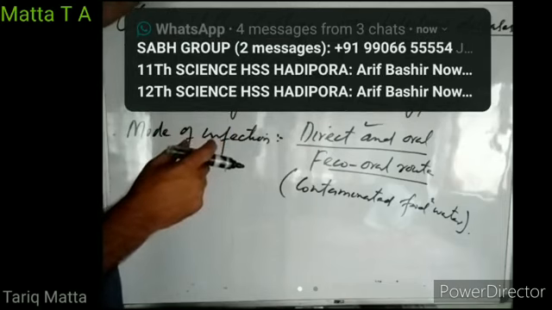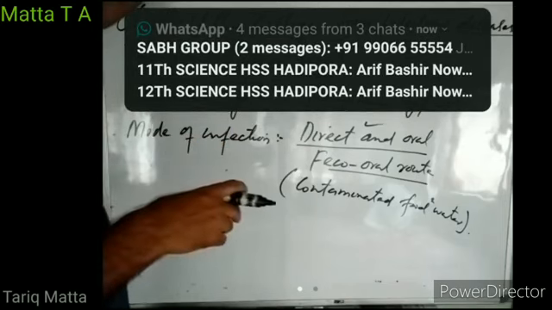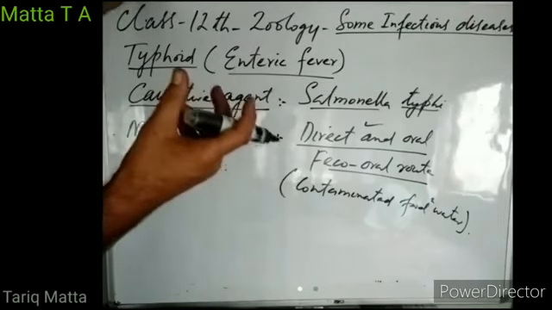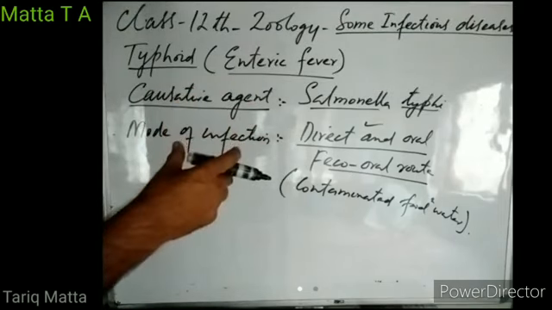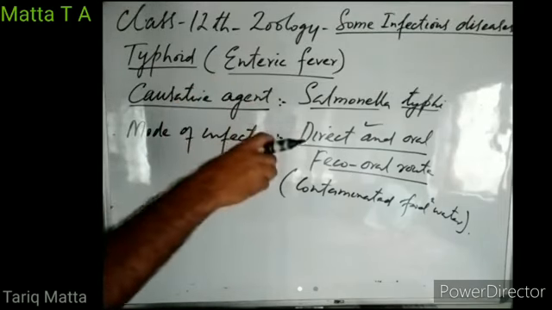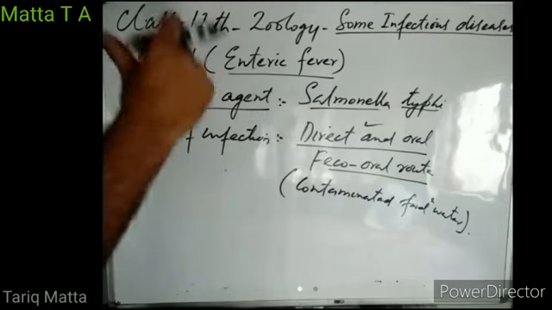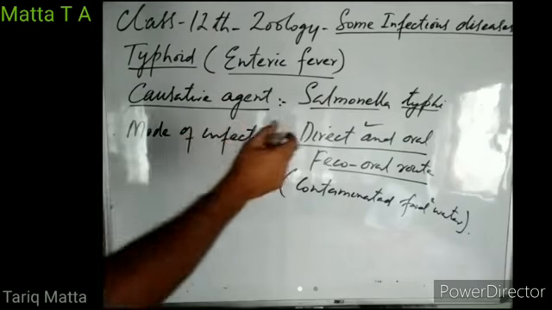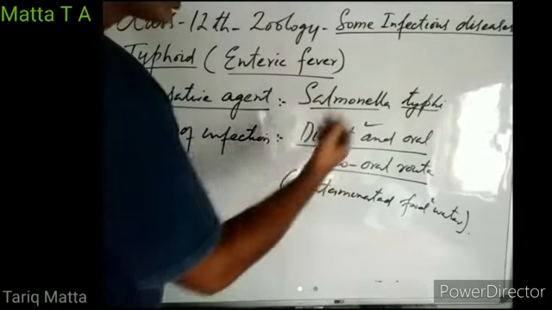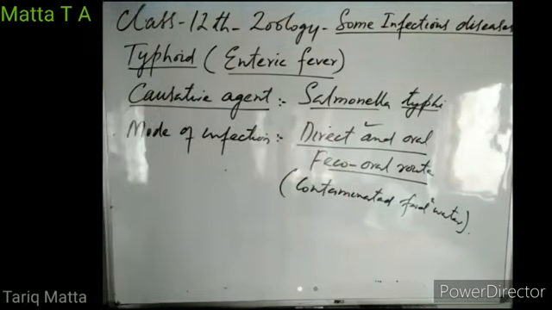So fecal-oral route means it leaves the body through fecal matter. And if those bacteria present in the fecal matter are deposited on our food substances or in our water, then we take them along with water directly through the mouth. So it has a direct and oral route, or we call it a fecal-oral route, right? So they enter into our body through contaminated food and water.